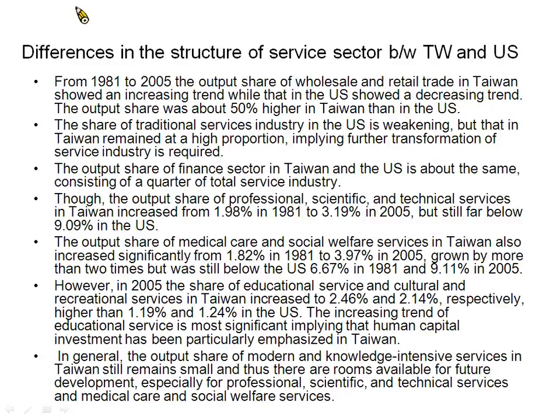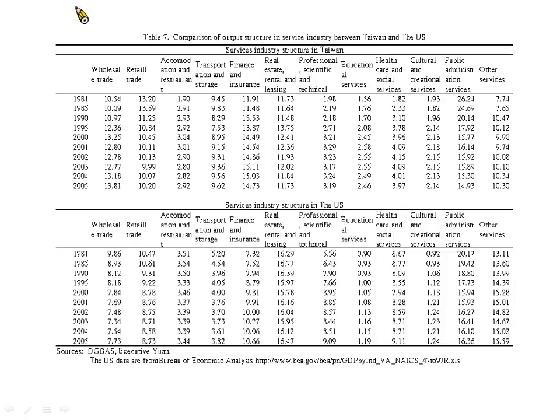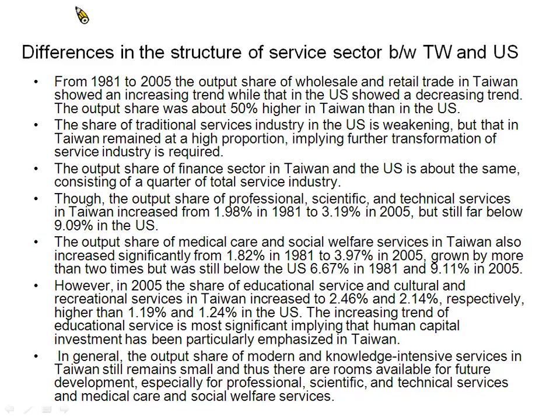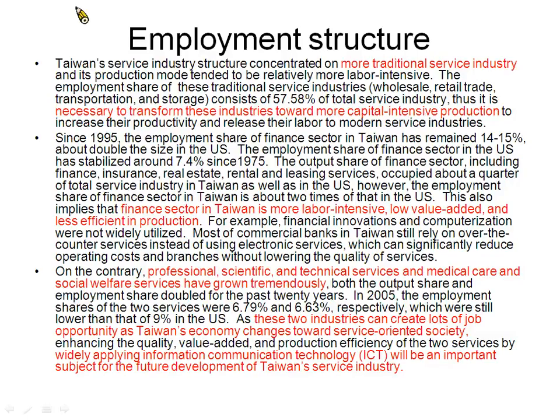So the difference in the structure of the service sector between Taiwan and the United States, you can see this. I won't go through all these detailed numbers, but the major idea is what I just explained to you regarding the employment share and the output share. And the major difference, if you classify into two, one is traditional service sectors and the other is modern service sector, and then you can see the major difference between these two countries. And this is the employment structures.